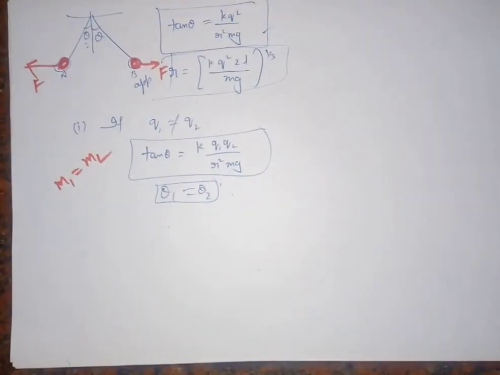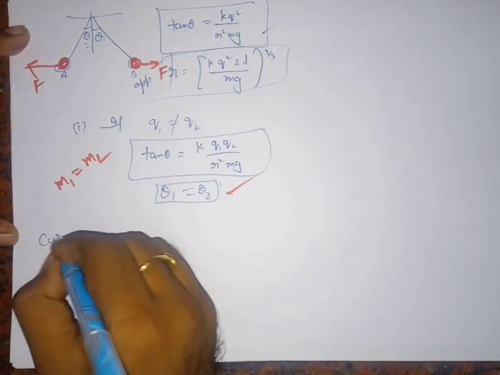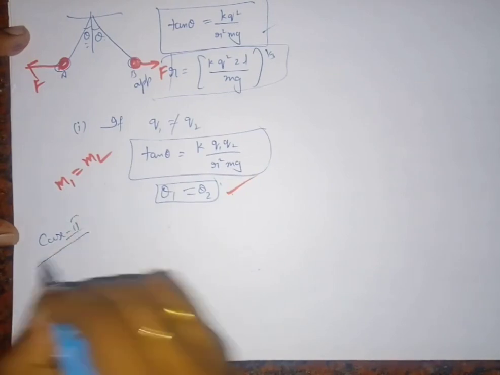So which you can actually understand from this. So theta 1 is equal to theta 2. Okay, so even though the charges actually differ. Okay, now what happens if that is submerged in some liquid?